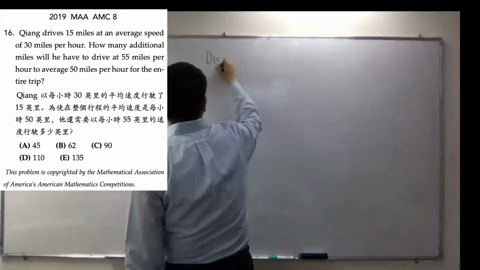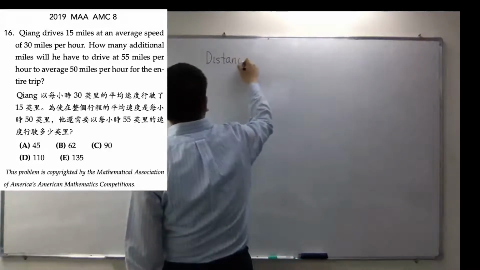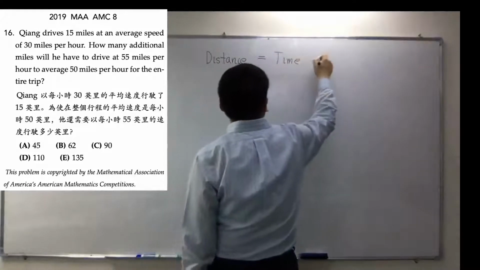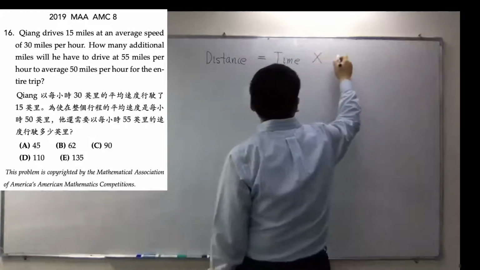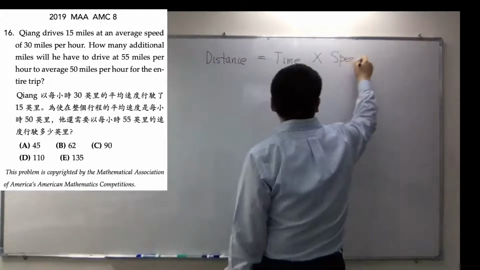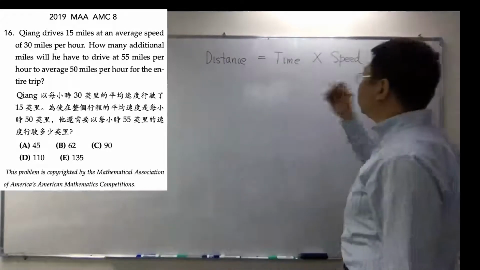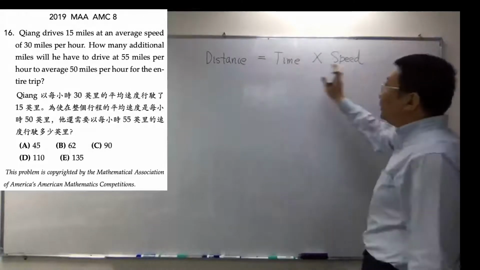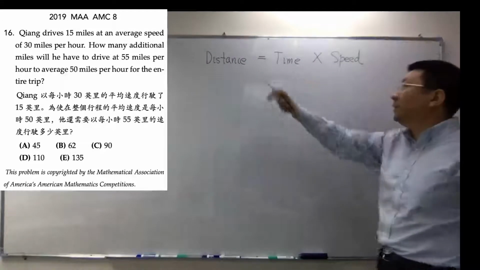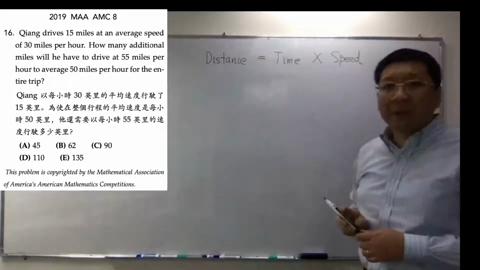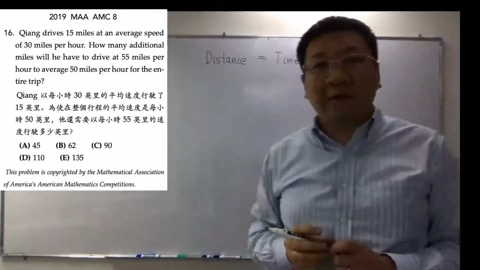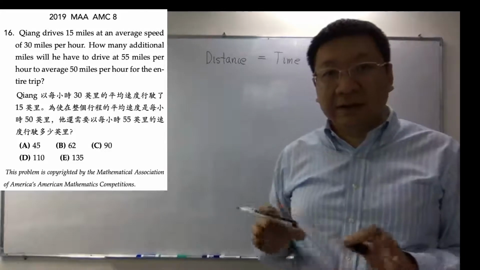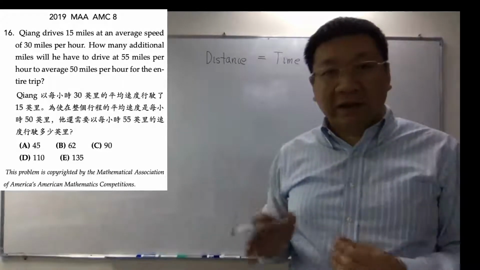distance equals time times speed. Of course, we can also write it as distance divided by time is speed, or distance divided by speed is time. But this is the basic thing that links the 3 things in speed problems. Now let's write down all the conditions.